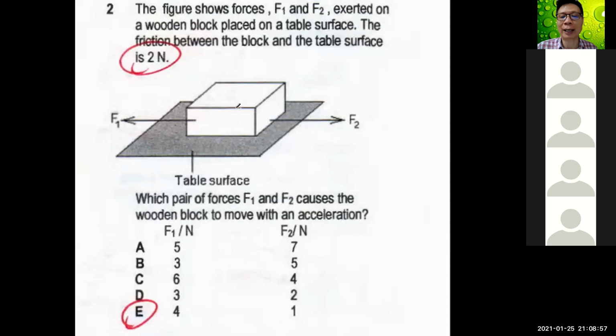So it will accelerate. Now I say it again. The difference between the two, 4 minus 1, you get 3. The 3 Newton force is larger than the friction. So 3 minus 2, you still got extra 1. When you have extra 1, it means you got excess force, you have net force. So the object will accelerate. Okay, I hope you understand.